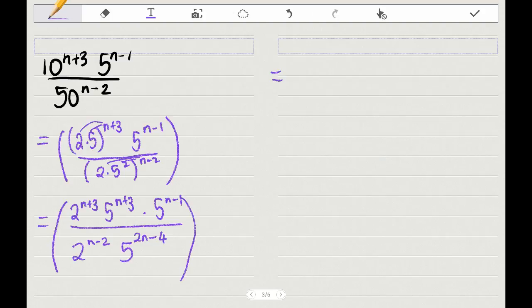Okay, so let's group our like terms using our exponent laws. When we're multiplying, we're adding, and when we're dividing, we're subtracting. So this here is n plus 3 minus, now that's an n minus 2. We're subtracting because it's in the denominator. And then we'll do the same thing for the 5s.